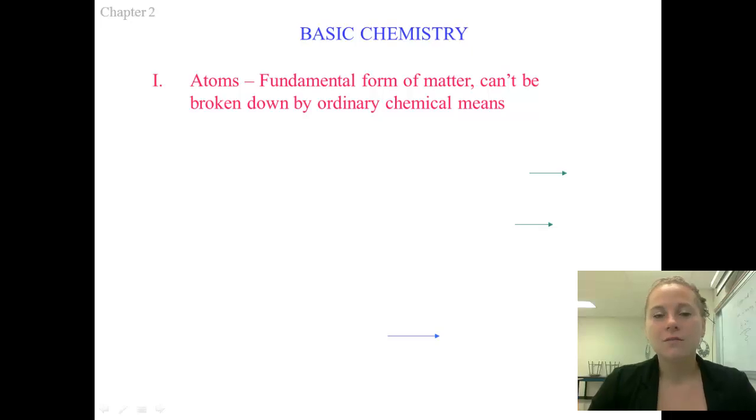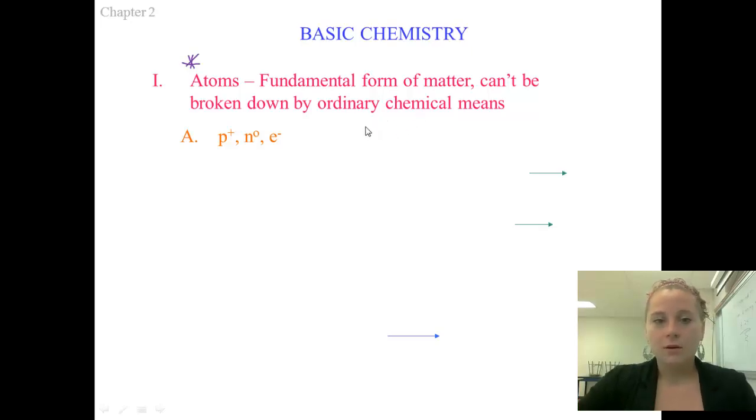So the first thing is that the fundamental form of matter is in fact the atom. We mentioned this in the first vodcast when we were talking about life's hierarchy. This is as small as it gets. You can't find anything that retains that particular property and have anything smaller than an atom. Atoms are made up of three pieces. You have protons, you have neutrons, and you have electrons.